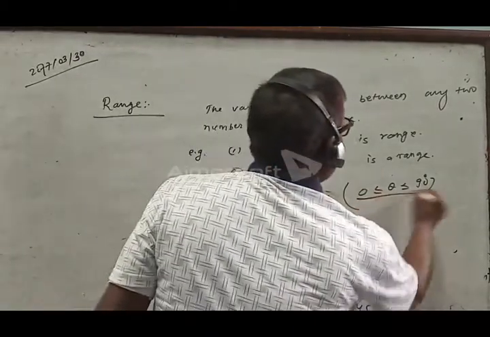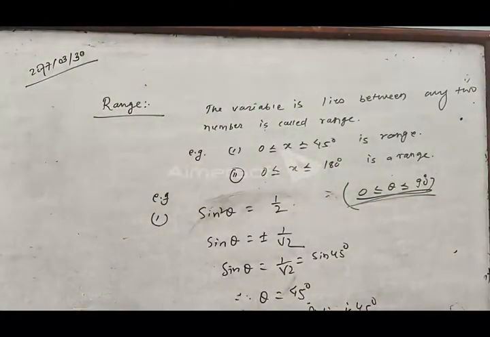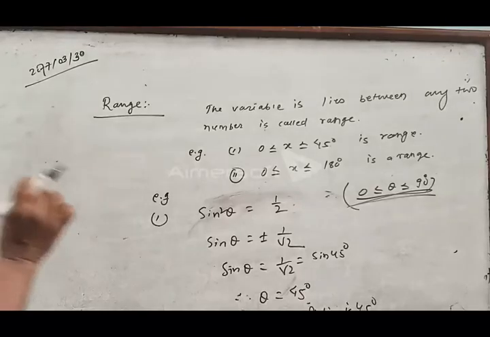So what is the range? This is defined as range. That means the angle between two angles, the angle of the given trigonometrical equation.